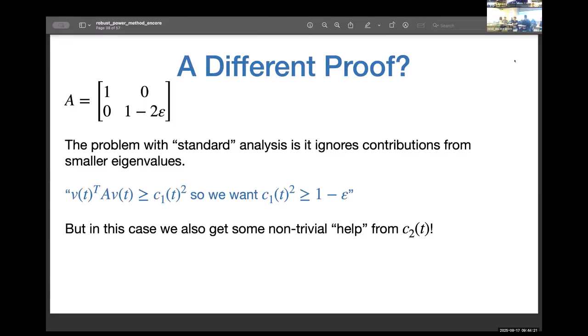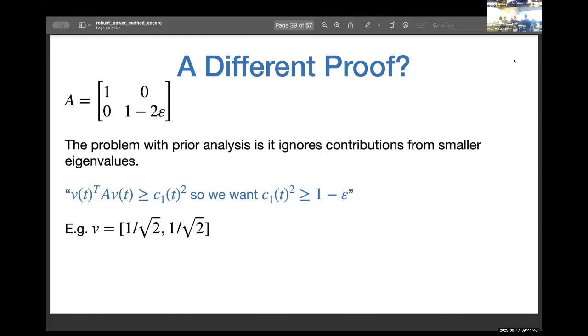The problem with the standard analysis is it ignores contributions from the smaller eigenvalues. All I said was that I just need to keep track of the mass in the first direction, and I didn't care about what happened in the other directions, because the power method kills all the mass in the other directions very fast. But it turns out we can be a little bit smarter and get some help from the other directions too.